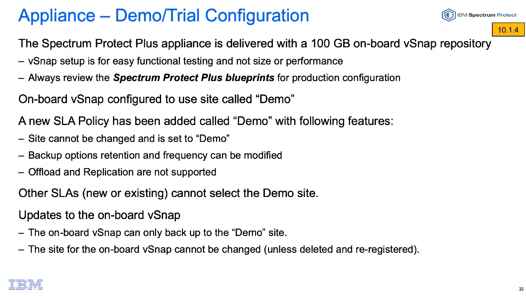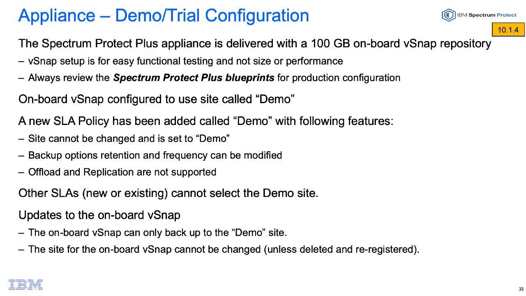But what we've seen is a lot of people are taking that 100 gig onboard vSnap and putting it into production and then having issues with performance and or size. So in order to make it clear what this is used for, we're changing the way that 100 gigabyte onboard vSnap repository is delivered. By default, you're going to get a site called demo, and you're also going to get a new SLA policy called demo.